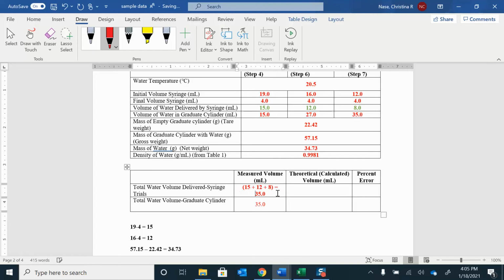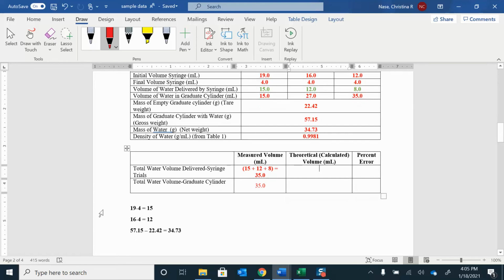When you're adding your drops, you may have misread the syringe a little bit, or you could misread the graduated cylinder. You could add an extra drop by accident. There's a lot of things. These don't have to add up exactly. Mine happened to add up exactly, which was great, but they don't have to. Don't worry if you're off by a little bit. That's what we're going to do. We'll calculate some percent error based on our volume.